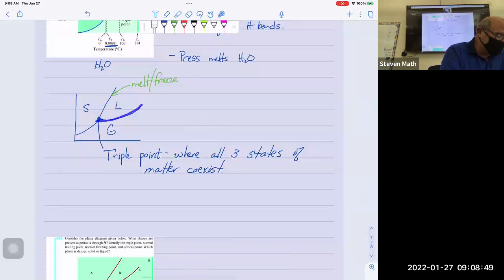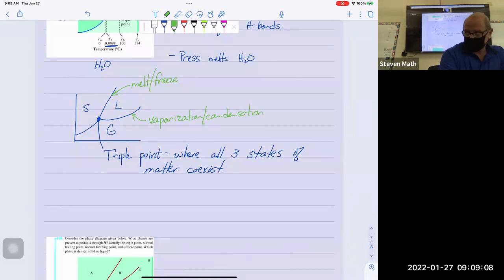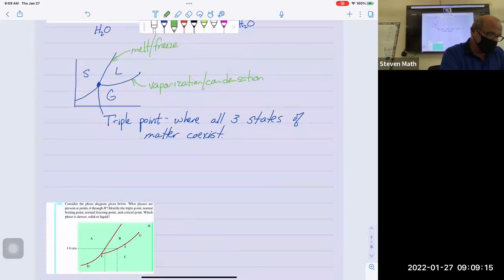What's my line between my liquid and my gas? That's vaporization and condensation. What did you call the first line? Melting freezing. And my third line between solid and a gas is sublimation. What's the opposite of sublimation? Deposition.